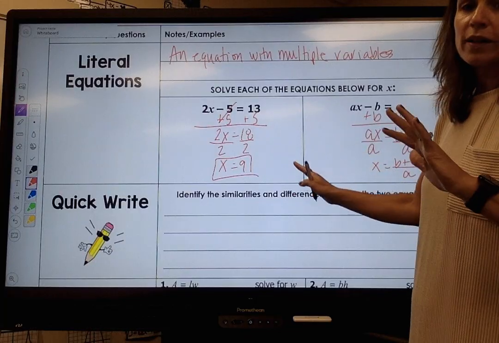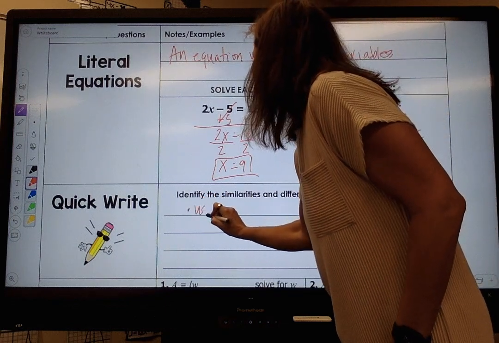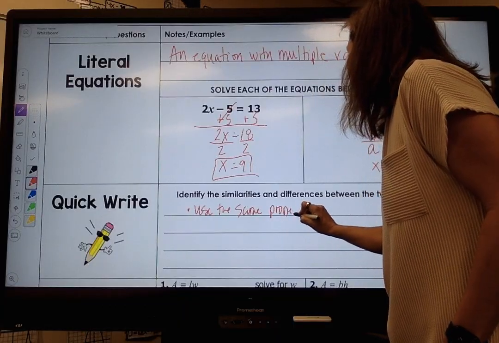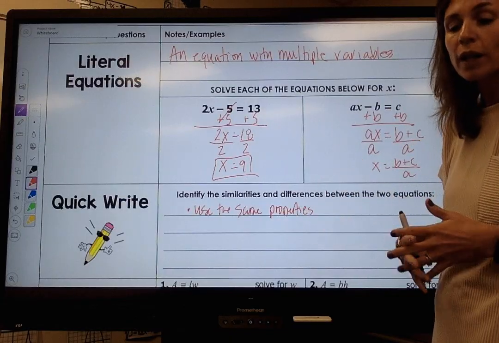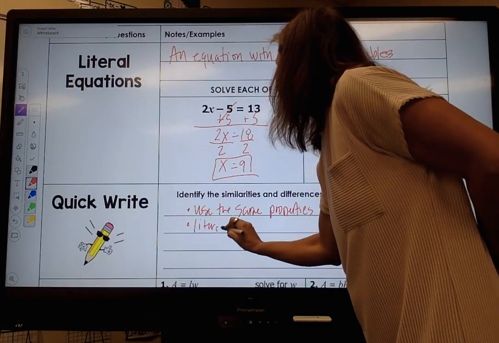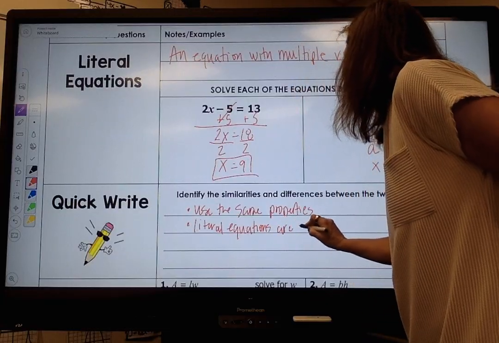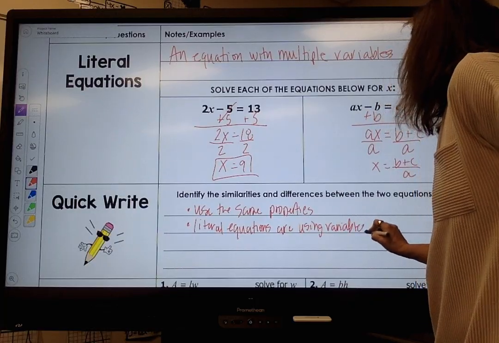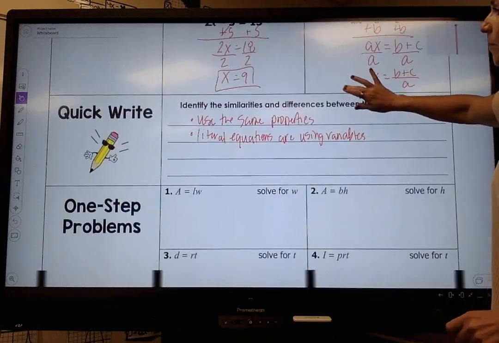So if you look at what the similarities are, we use the same properties in both of them. We use additive inverse, we use division property of equality. How are they different? Well, literal equations are just variables. That's it. But it's the same properties. Okay? So let's take a look at some more examples together.